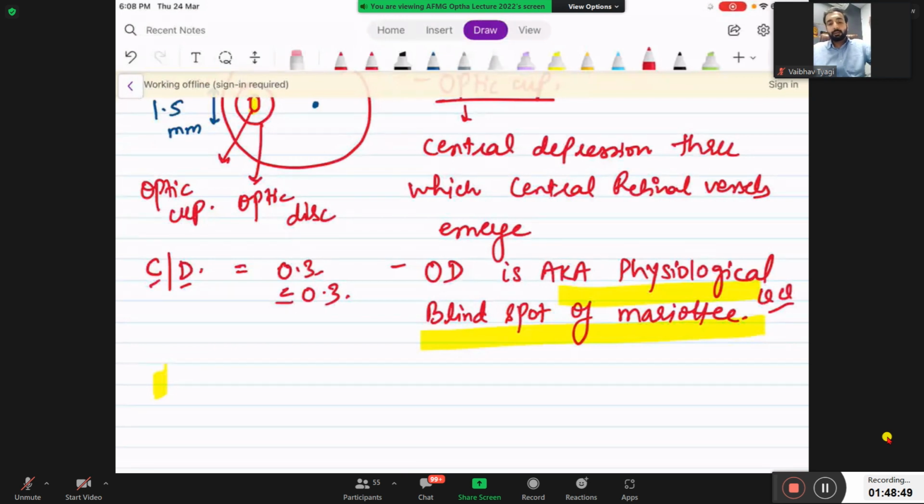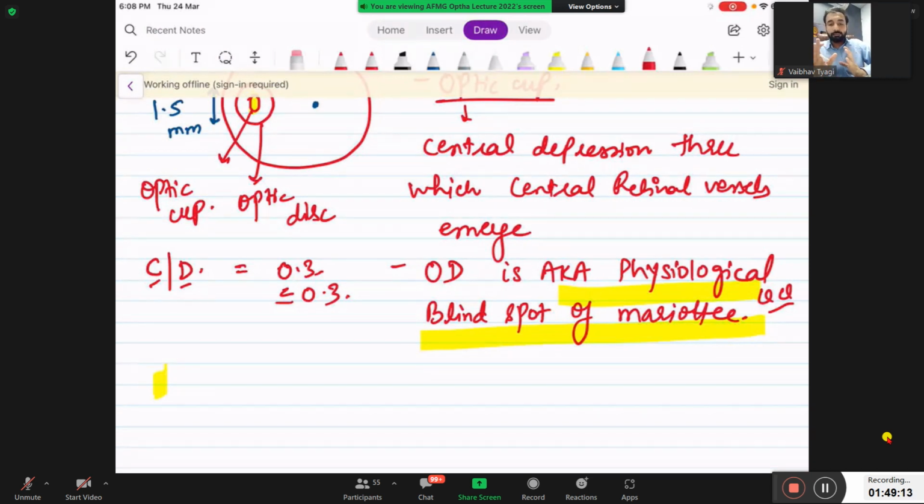So that is why there is no visual formation at the optic disc. That is why this optic disc is called the blind spot, because it does not take part in visual formation or vision, right? So it is called the blind spot of Mariotte, and that is normal. It is present in me also. I have a blind spot at the optic disc, and you also have.